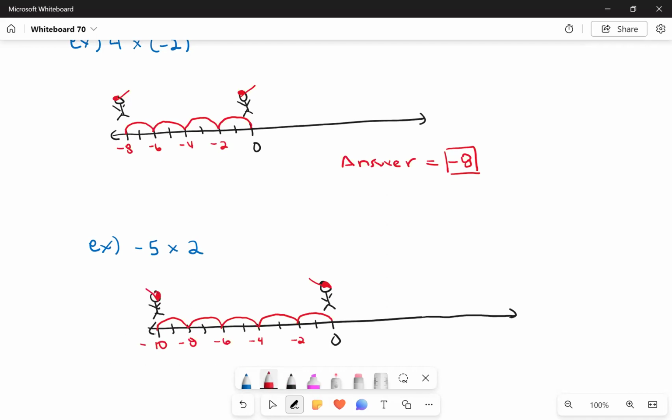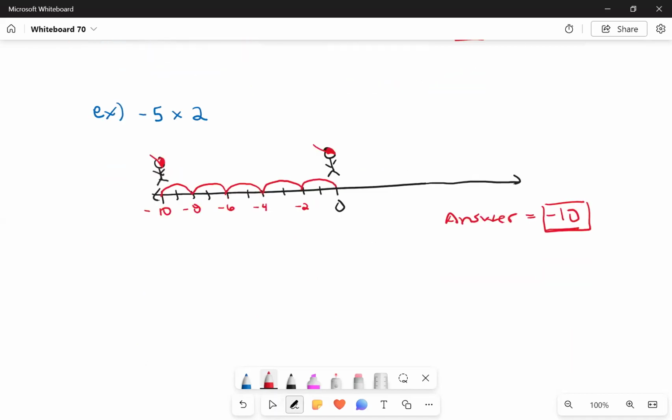Cool. So our answer is -10. Sorry about the way I said that. Hopefully it's clear. The idea is still, they just face backwards and they're still going to move 5 times with steps of 2. All right. Okay, here we go.